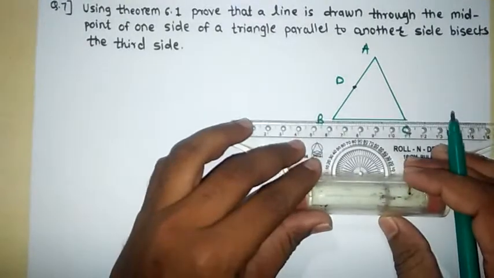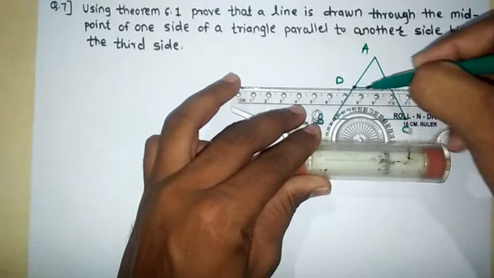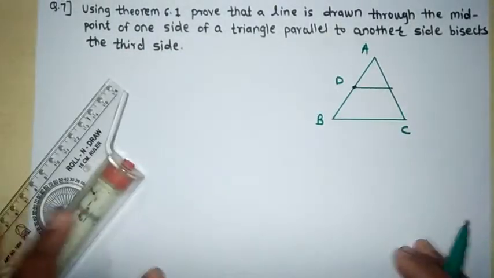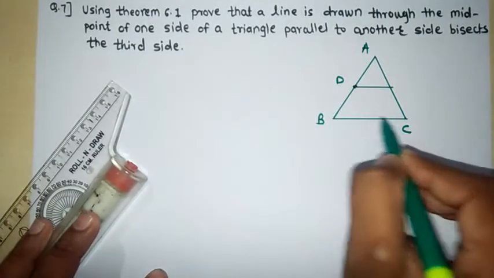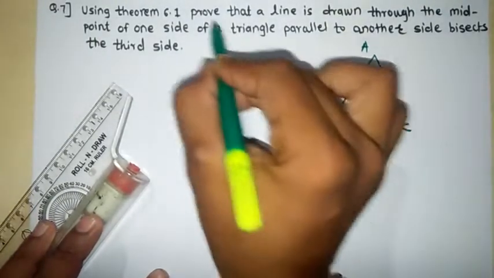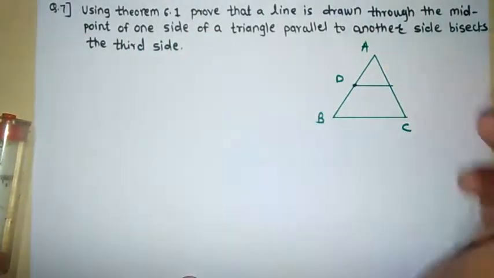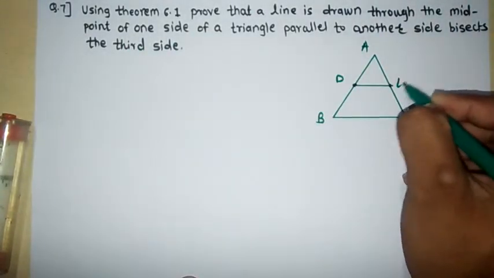Then what we have to draw? We draw a line parallel to BC from the point D. I have drawn the parallel line to BC here. Then the line parallel to another side will bisect the third side, meaning it will bisect at the point E.